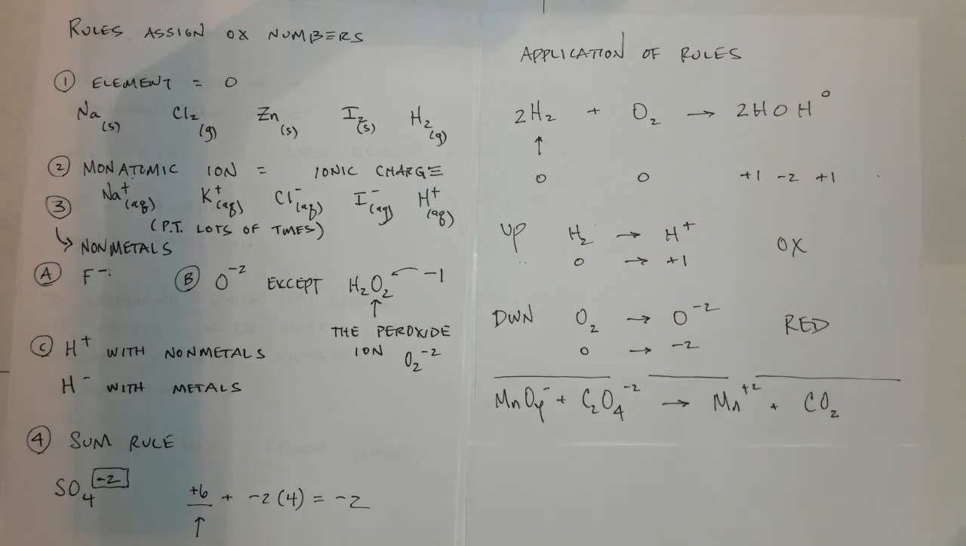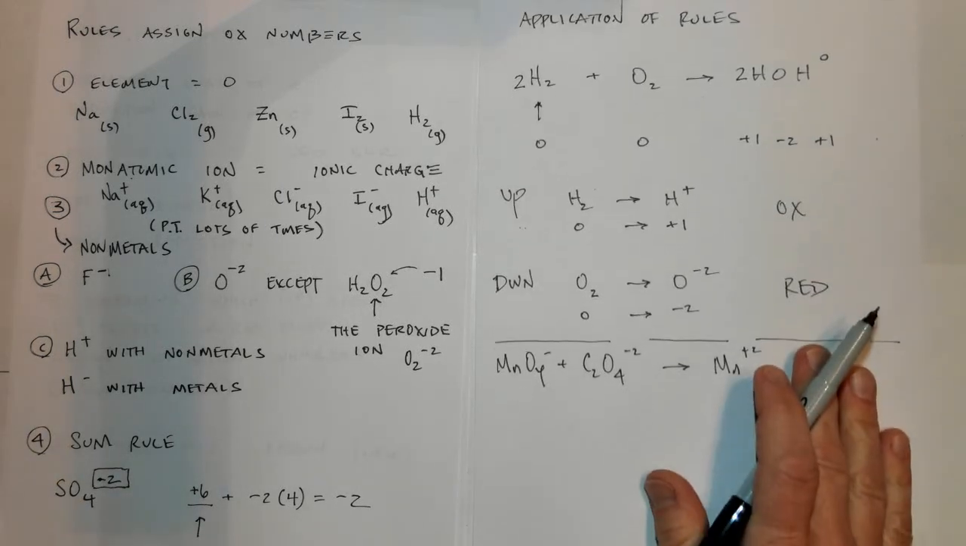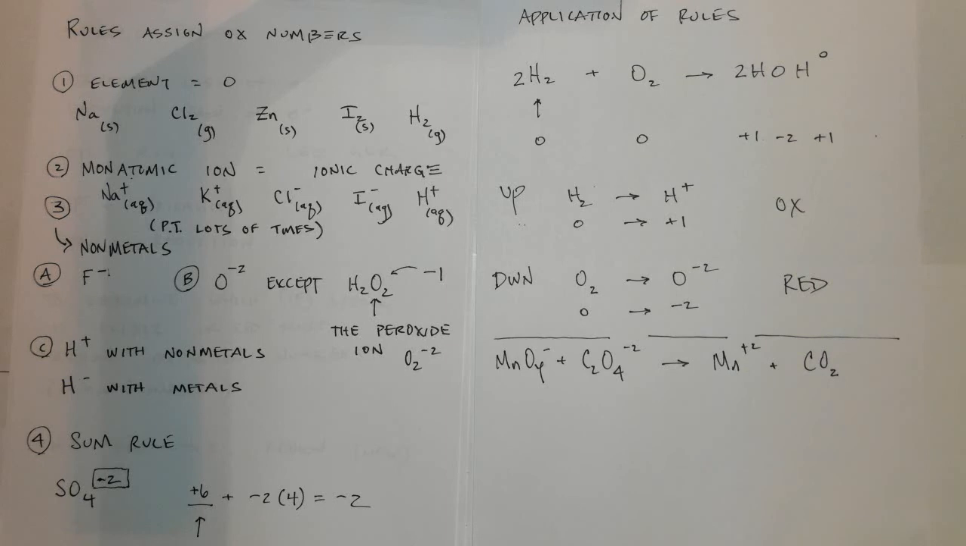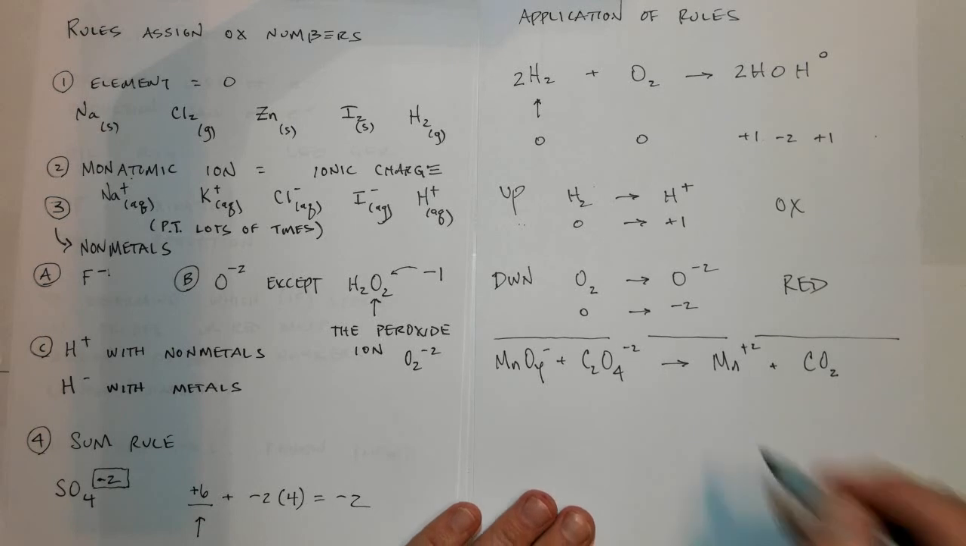Let's look at one that's just a little bit more difficult and assign oxidation numbers to this one. And then when we assign oxidation numbers to this one, let's see if we can determine which thing is oxidized and which thing is reduced. So go through and find the easy ones first.